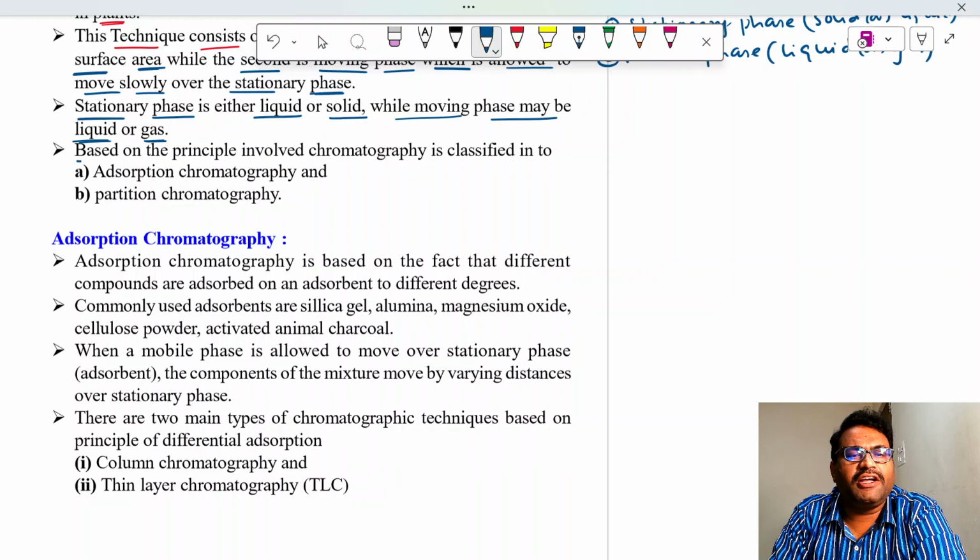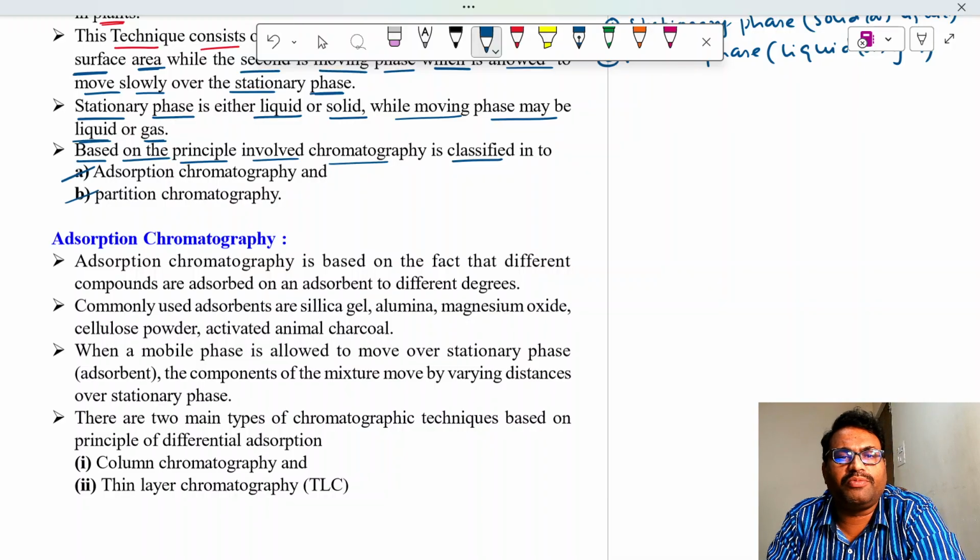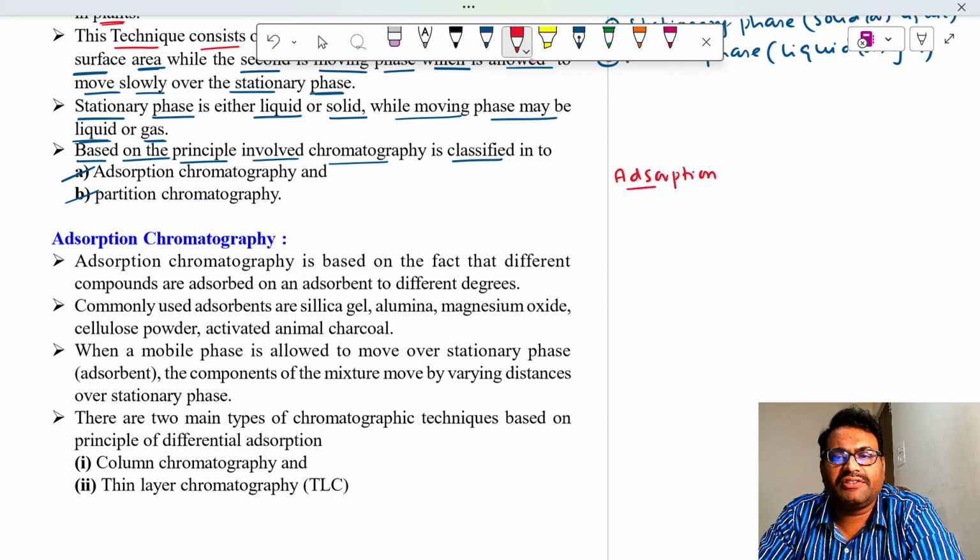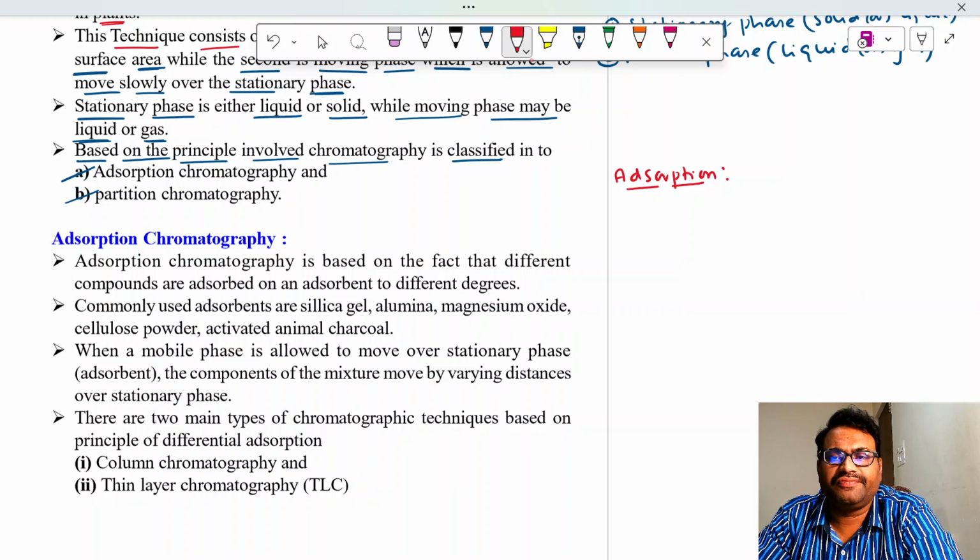Based on the principle involved in chromatography, chromatography is classified into two types. One is adsorption chromatography, another is partition chromatography. Adsorption. So what is meant by adsorption here? You have to learn what is meant by adsorption. Adsorption means surface absorption.